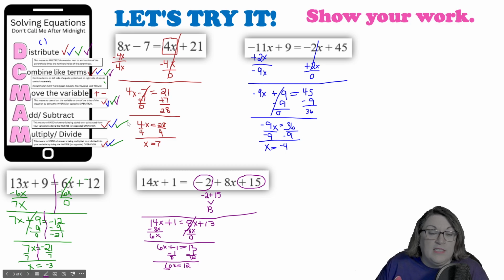So this final step here, multiply and divide, I'm going to go ahead and check it because we're about to do it. We are dividing by 6 this time because 6 is being multiplied times the x. And that's going to give us x equals 2 as our final answer.